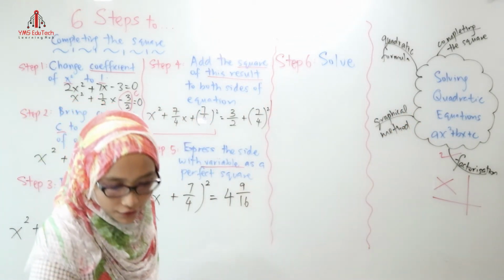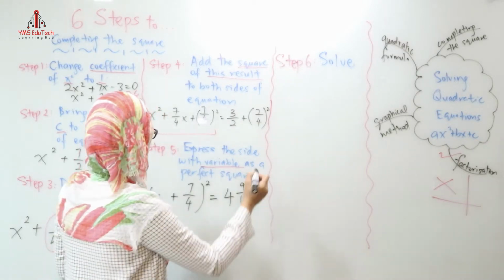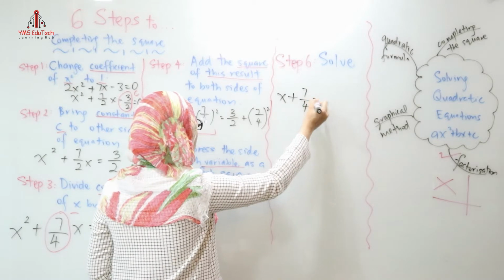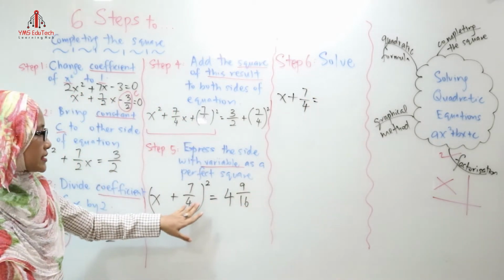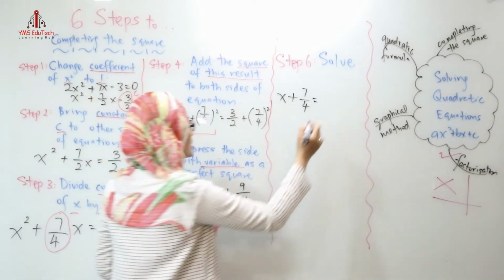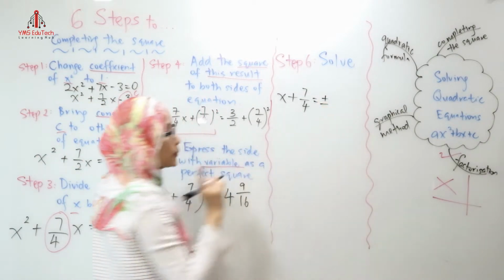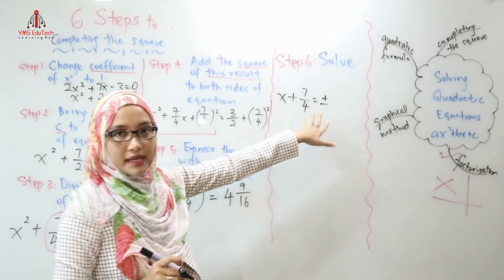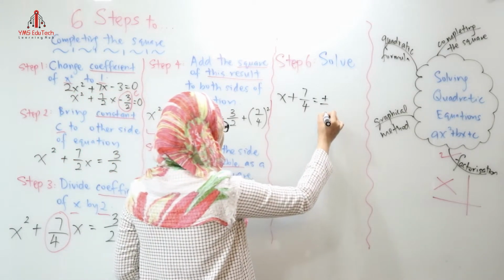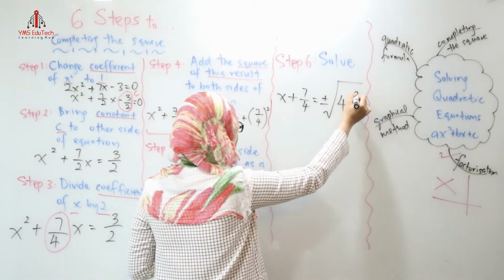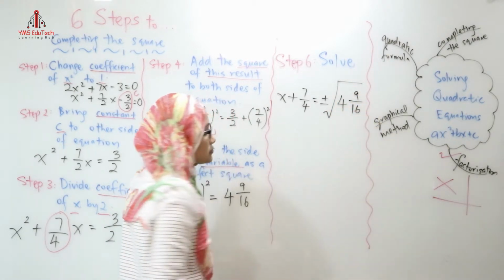Lastly now I can solve. So I will have x plus 7 out of 4. So I need to remove the square on the left hand side. When I bring it over to my right hand side, that means I will have a square root. And please remember, when we talk about square root, we have to write down the plus minus sign. So plus minus square root of 49 out of 16.